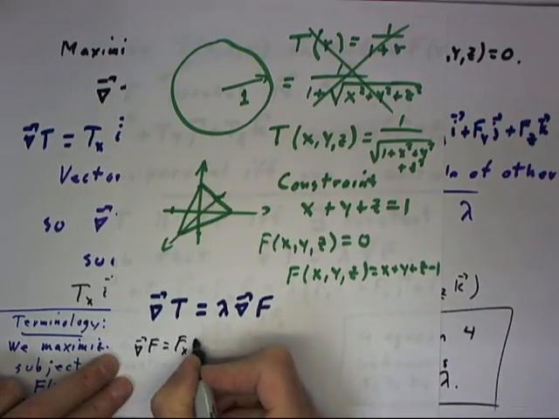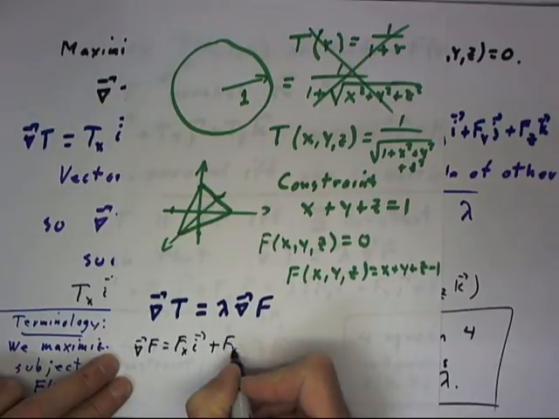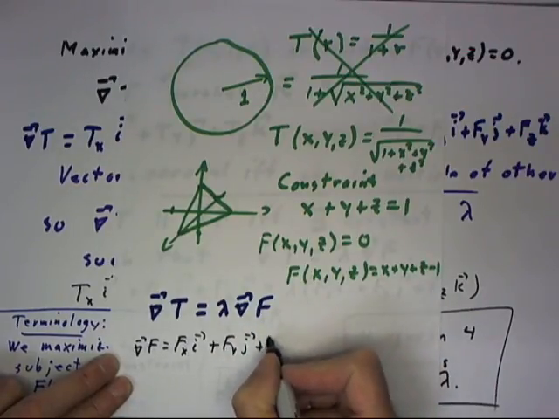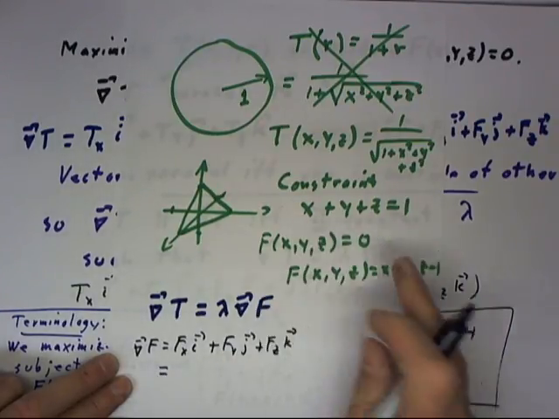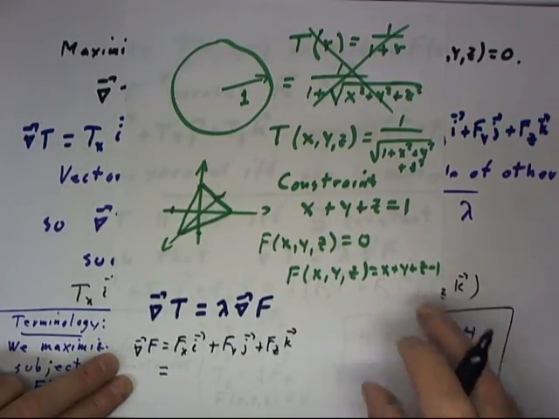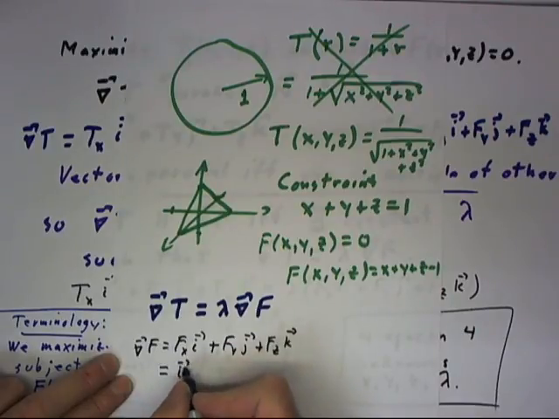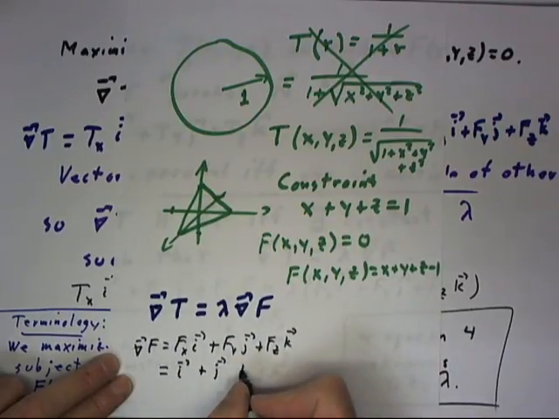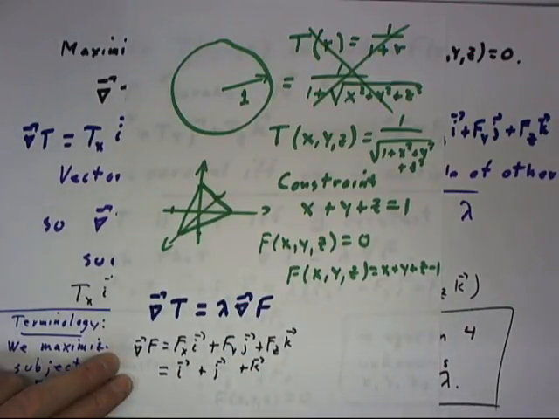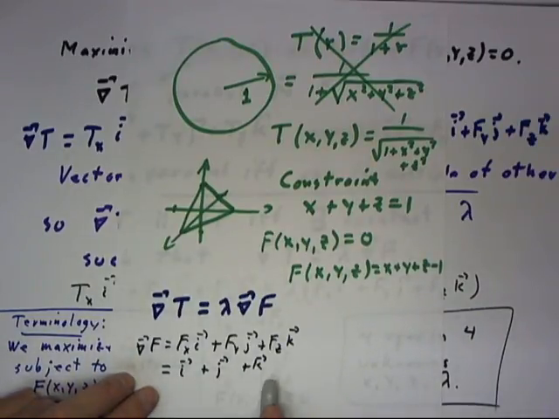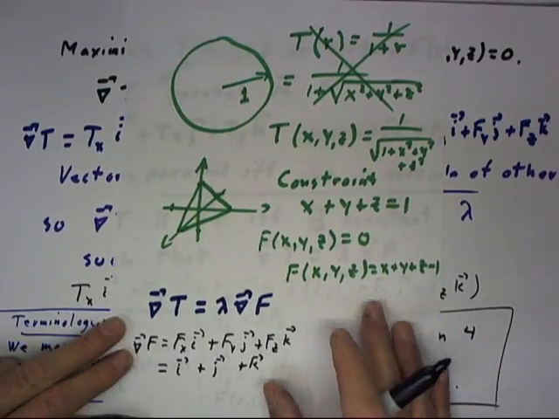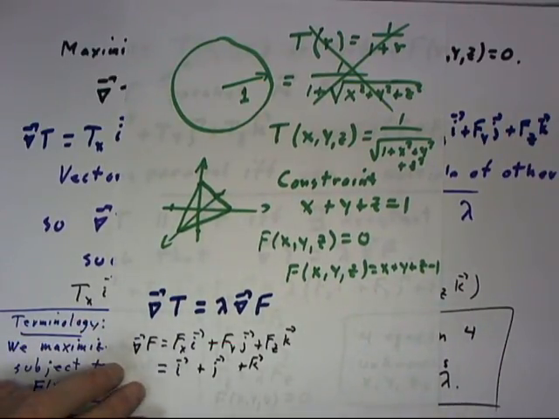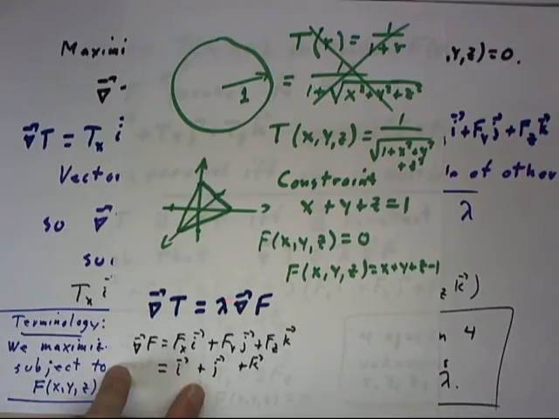Now the gradient of f is really easy. That's fx i plus fy j plus fz k, and fx is just 1, fy is 1, fz is 1, so that del f is just i plus j plus k. And we usually don't have such a nice del f function, but in this case the del f is kind of nice and simple and cooperative.